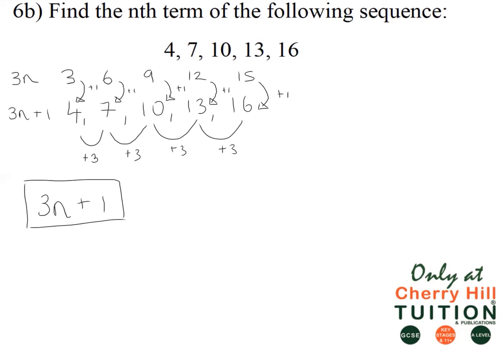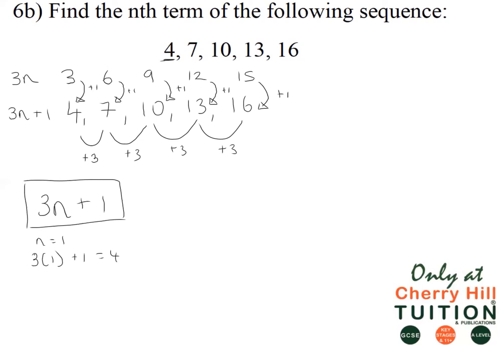Okay? So a level 9 student would now plug the values in and check if we get the sequence. So let's just say our first term is 4, and at our first term, n is equal to 1. If we substitute n is equal to 1 into our nth term, we should get 4. So 3 multiplied by n, which is 1, plus 1 gives us 4.